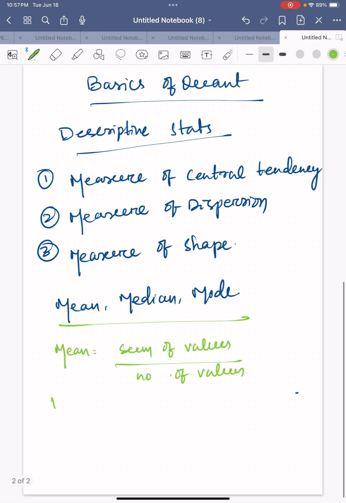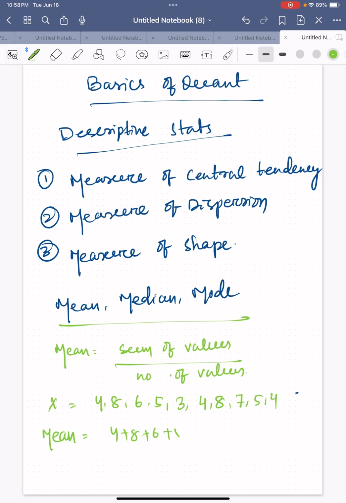Let's say we have a data set X with values 4, 8, 6, 5, 3, 4, 8, 7, 5, 4. Now the mean will be calculated as 4 plus 8 plus 6 plus 5 plus 3 plus 4 plus 8 plus 7 plus 5 plus 4, divided by the number of values: 1, 2, 3, 4, 5, 6, 7, 8, 9, 10. So the mean value would be 5.4.